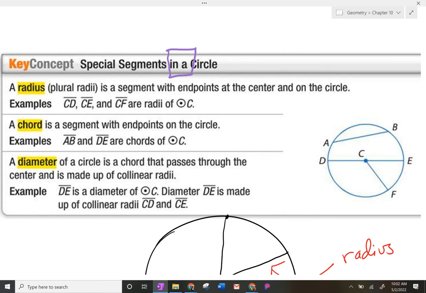All right, I'm going to skip down to the third definition. The diameter, so hopefully you guys have all had that one before. That one goes from one side of the circle all the way to the other side of the circle, and it cuts through the center of the circle. Okay? The fancy definition means that they are collinear, meaning they're both in the exact same line. So it's going to be a straight line that goes through the center, and it touches both outside edges of a circle.